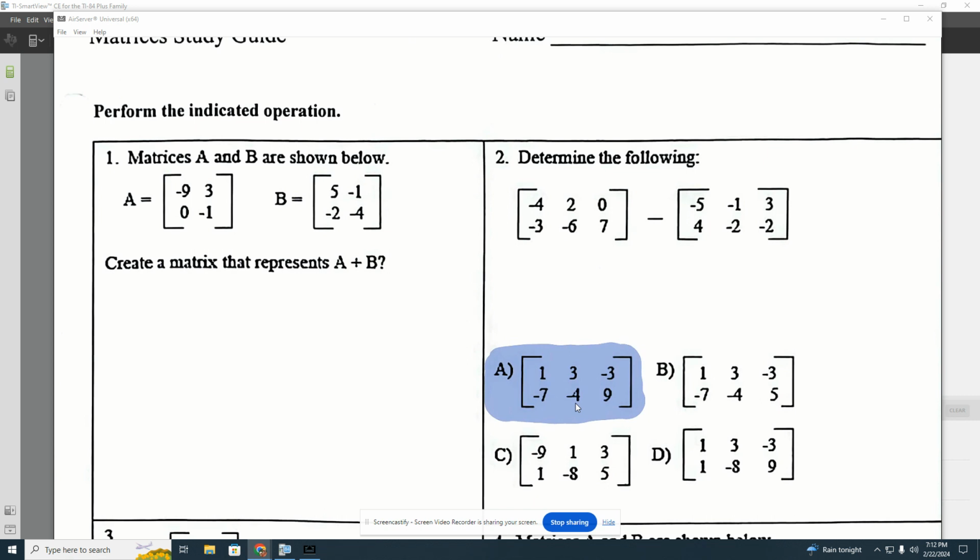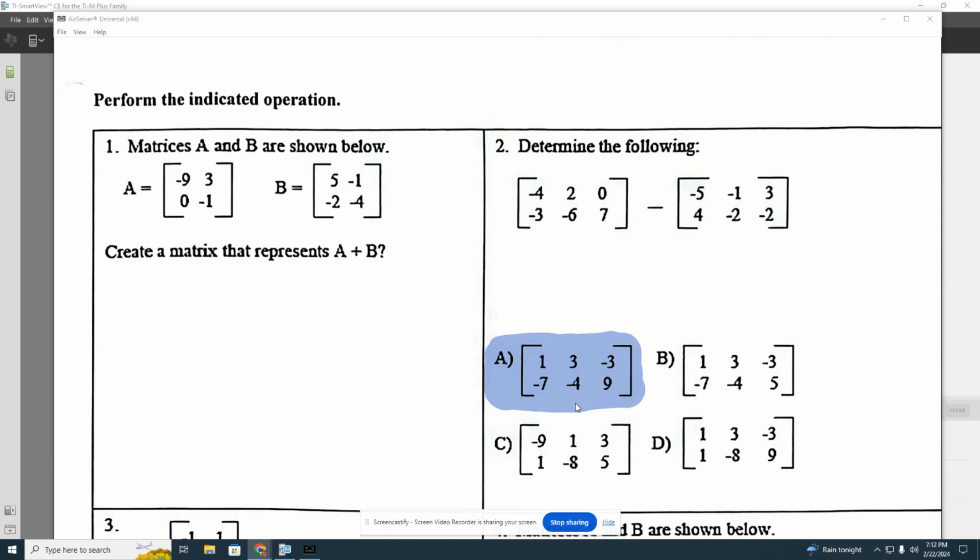So here we go. We're going to get started with some of them I'm going to do, and then some of them you're just going to see the answers. So here we're going to add A and B. So remember, you literally are taking your corresponding parts. So like -9 plus 5, of course, is -4. Then you're taking 3 plus -1, which is 2. You're taking 0 plus -2, that's -2. And -1 plus -4, which is -5. So you're literally just adding your corresponding elements.